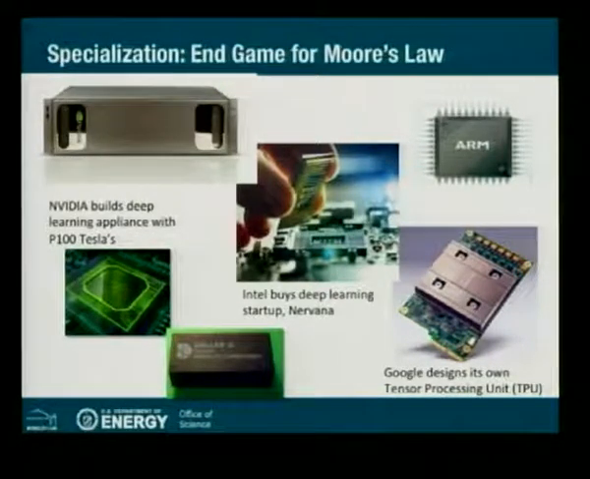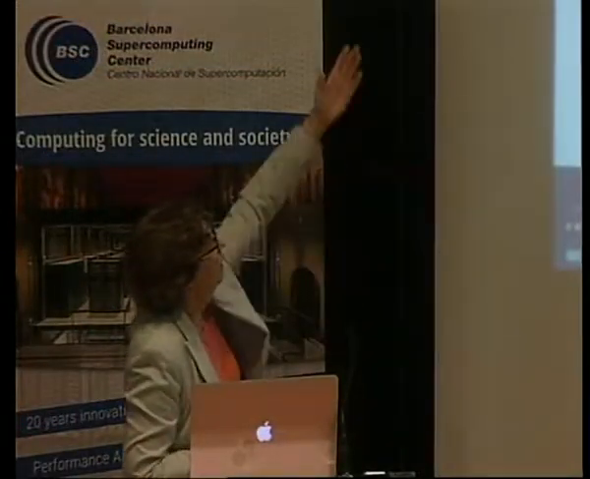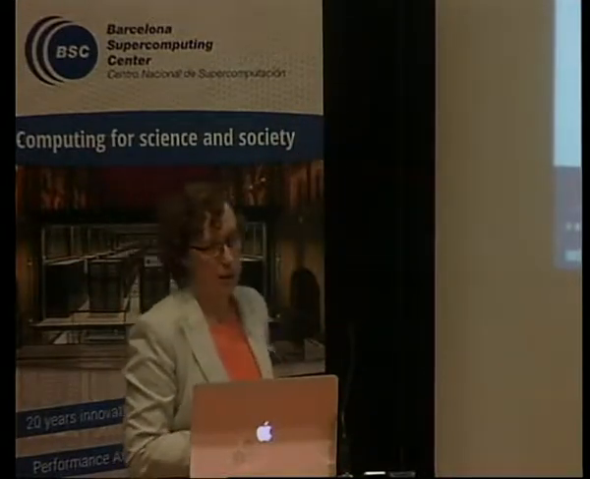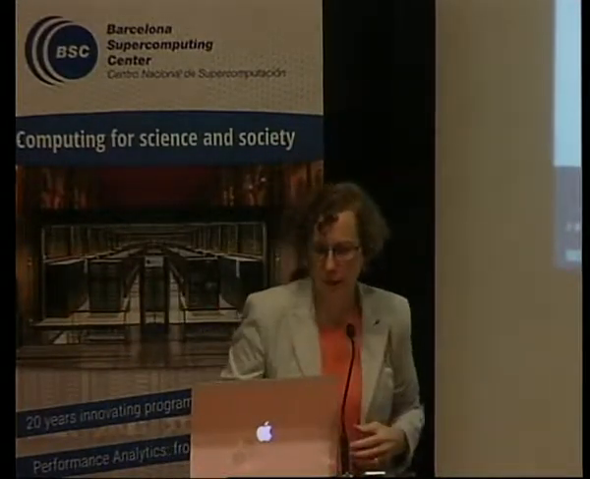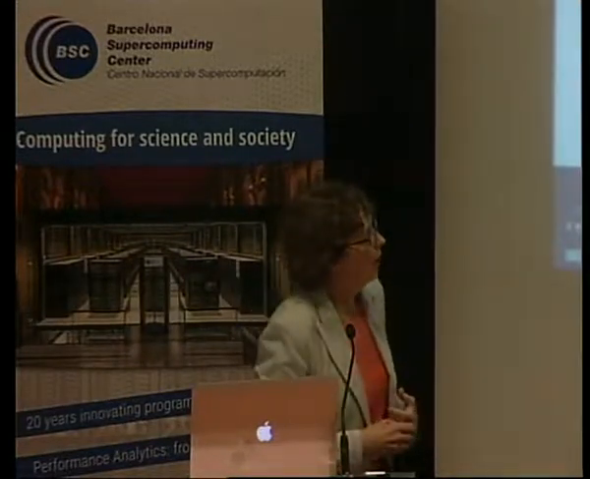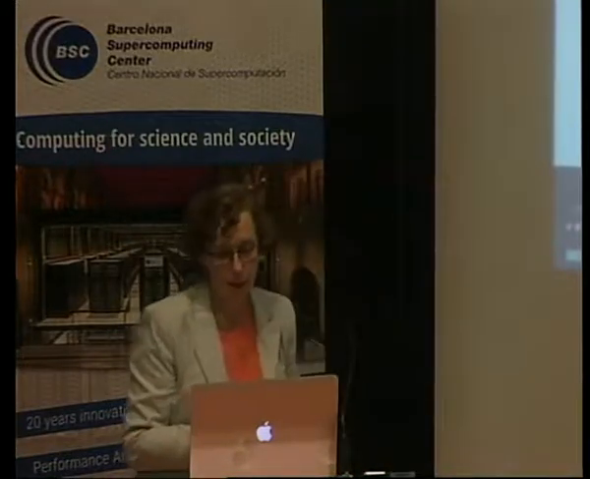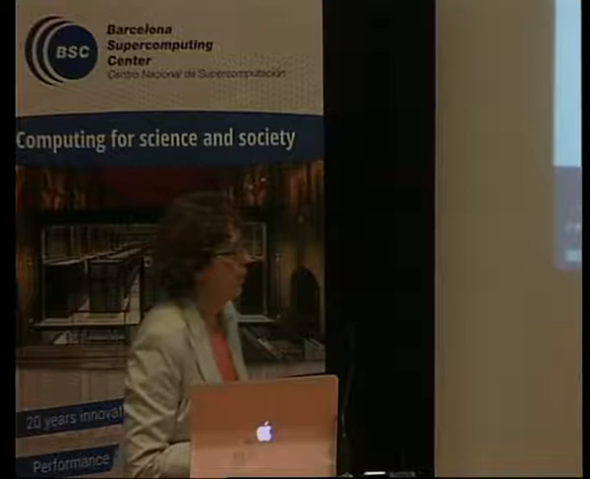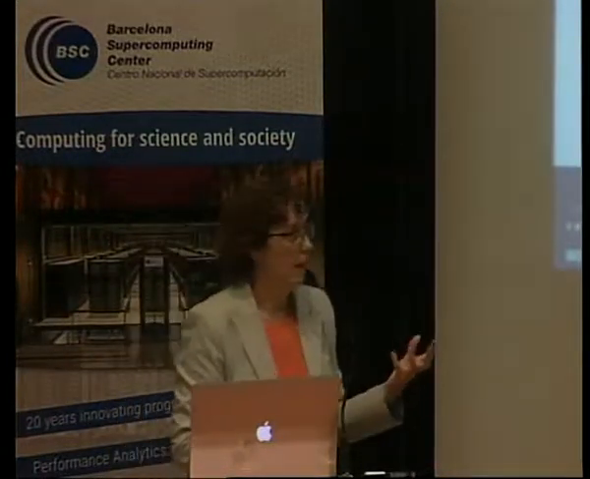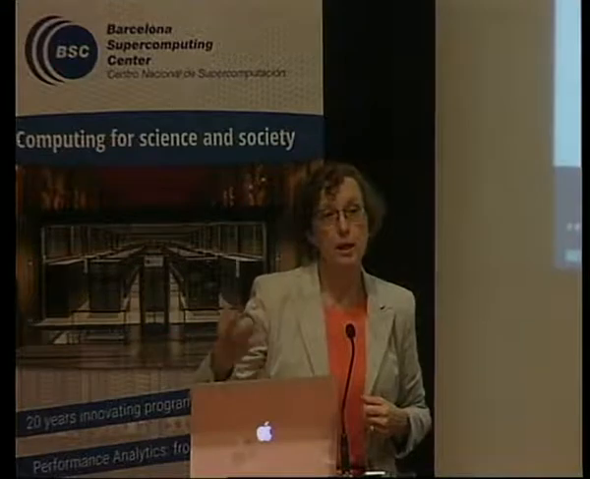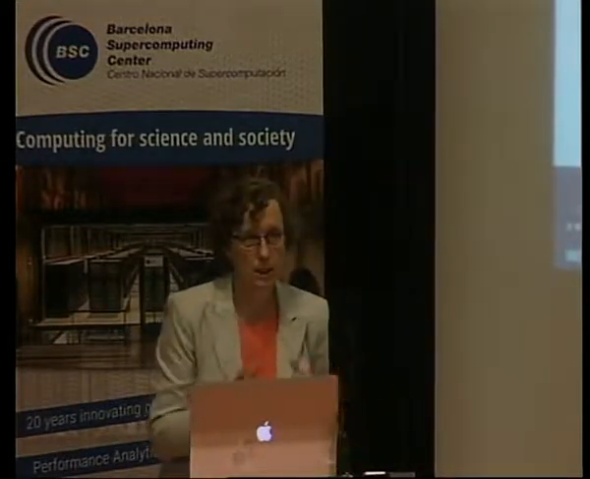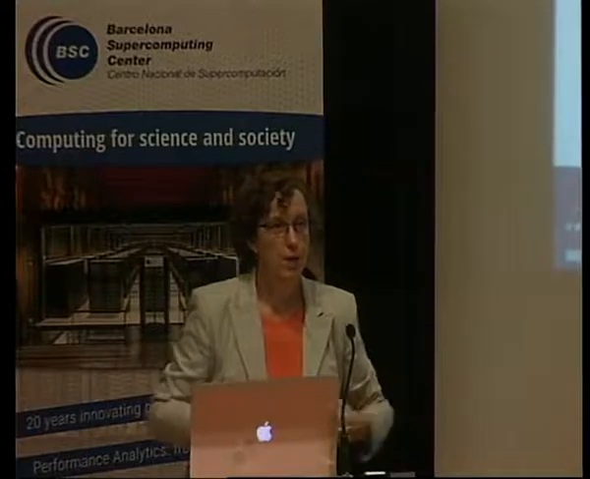But we also see, in the middle here, a trend in industry of going towards specialized architectures, especially for the deep learning market, which is such a large and hot market right now. NVIDIA is building deep learning applications using their P100 Teslas and even more advanced processors. Intel, about a year ago, bought a company called Nervana, which was building special purpose deep learning architectures for deep learning training. And Google has designed its own tensor processing unit, a TPU, which has its own processor chip for doing deep learning inference.